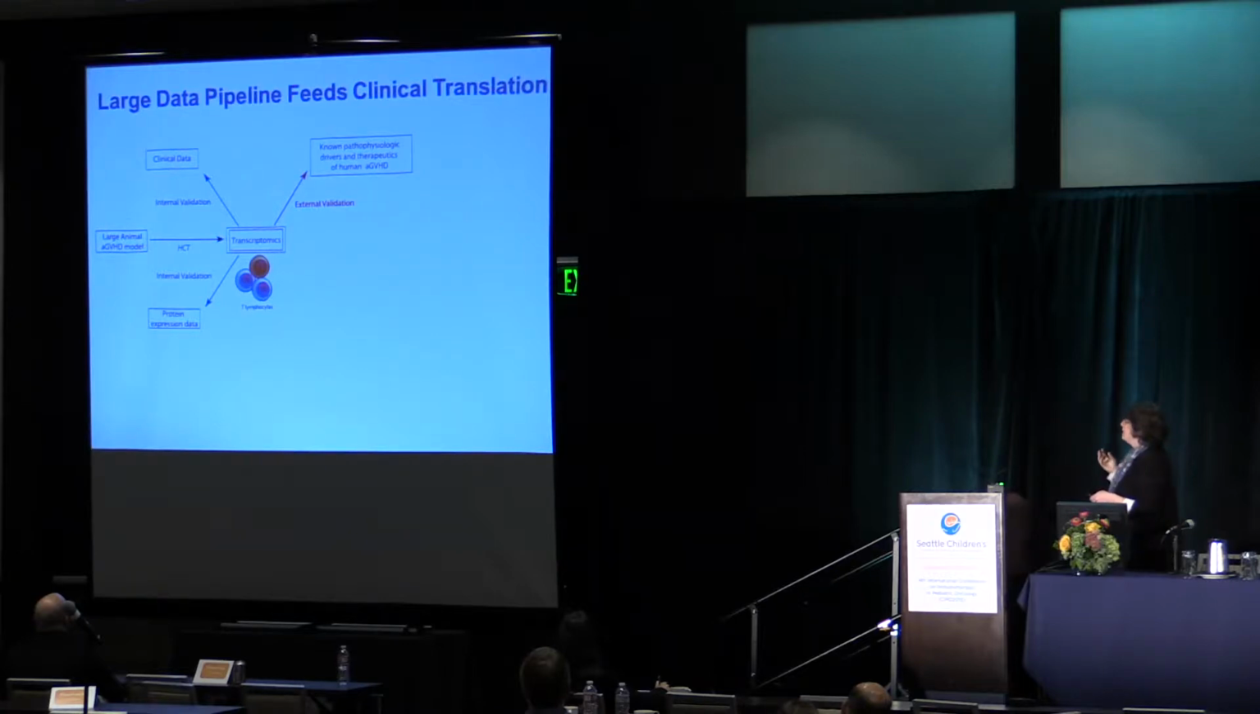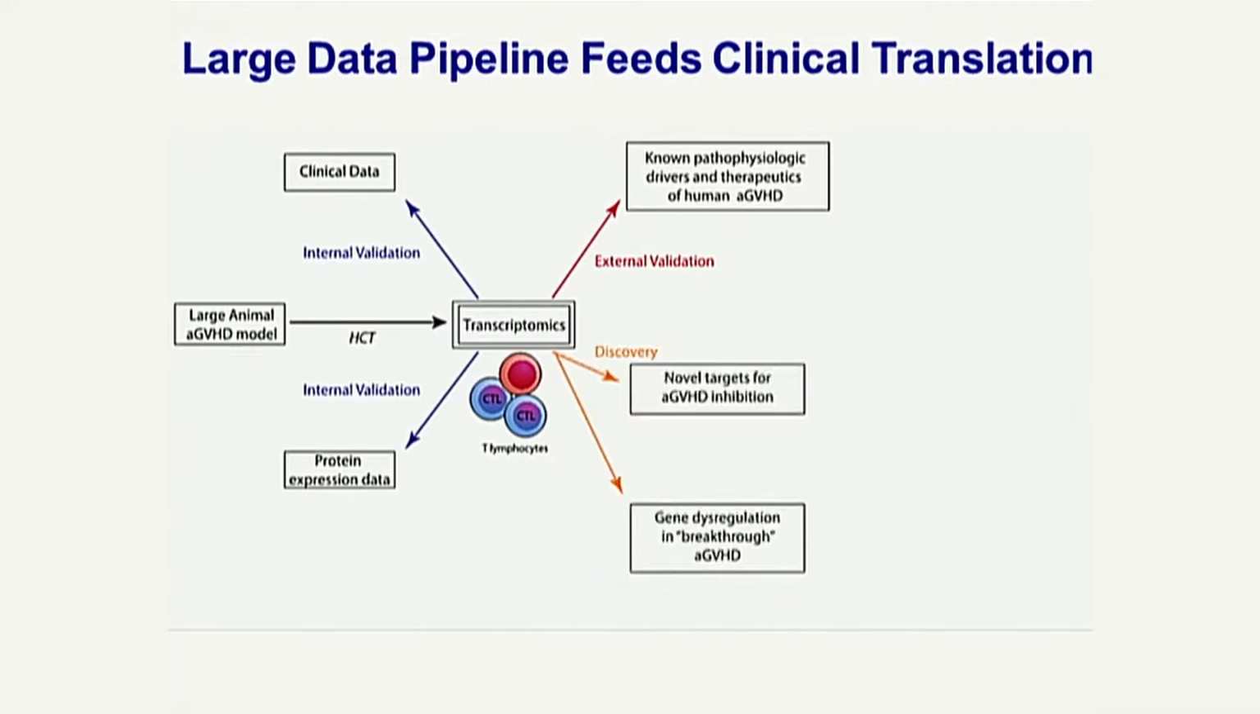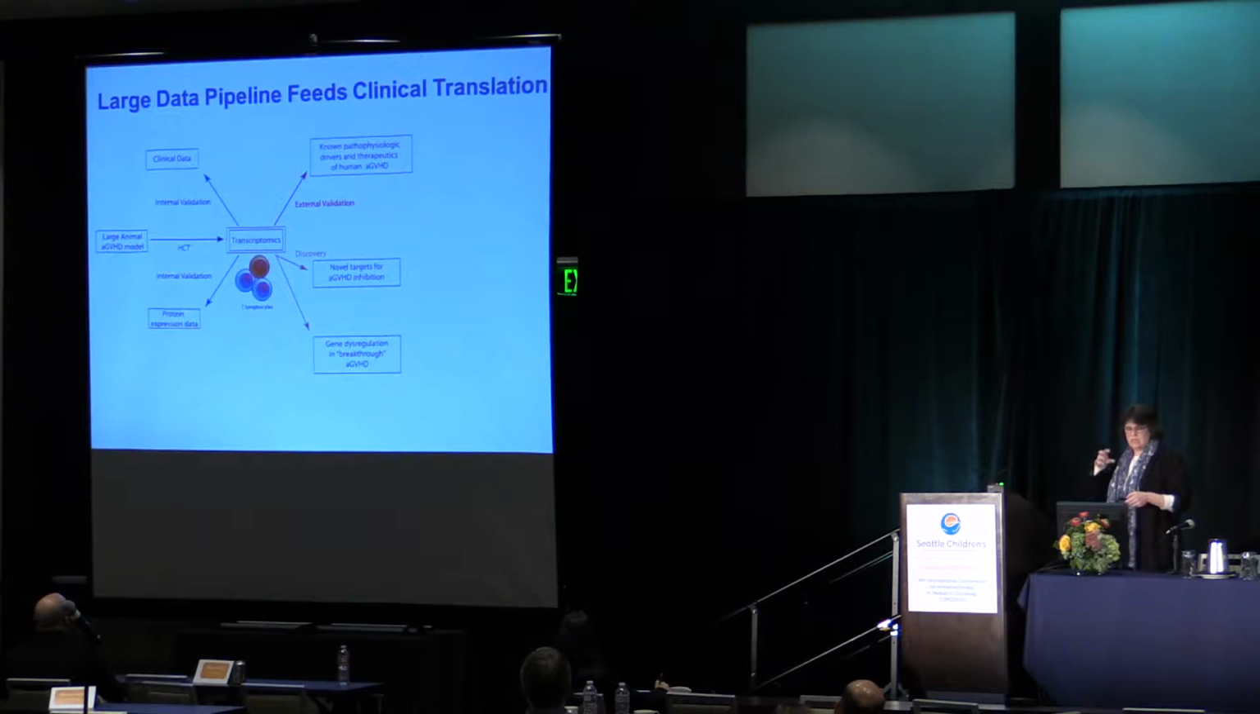First, we wanted to make sure our transcriptome really looked like some of the other studies that had been done on GvHD. And then we got to the discovery, where we're looking for novel targets of acute GvHD, and also this idea that we've developed, and I'll show you some data on what differentiates what would be called primary GvHD from breakthrough disease.